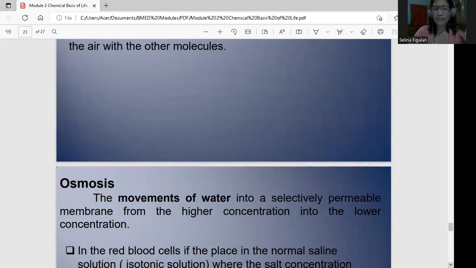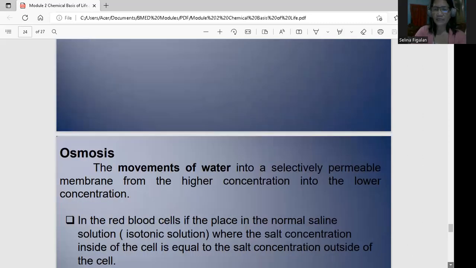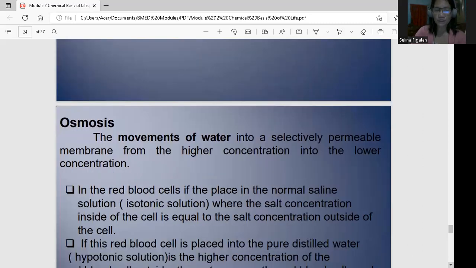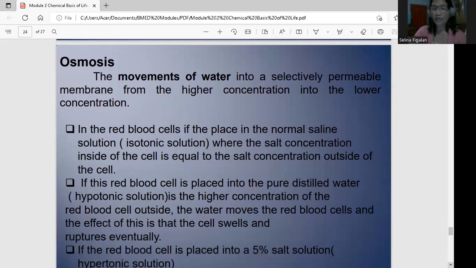Osmosis. Ang osmosis naman, same with diffusion, their movement is from higher concentration into the lower concentration, but the movement of water. Kung diffusion, it's about gases. Sa osmosis naman, movement of water. So example here is about the red blood cell, kasi human anatomy and physiology. It is about the isotonic, the hypotonic, and then the hypertonic.